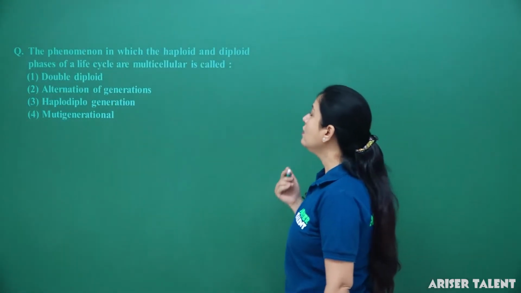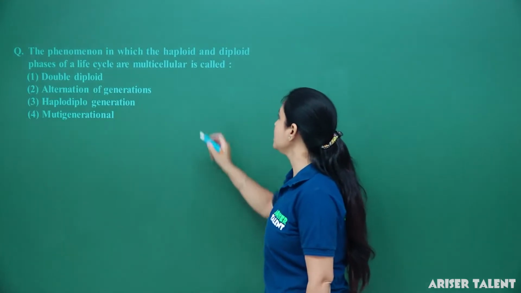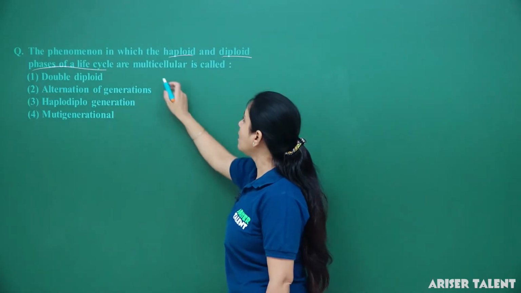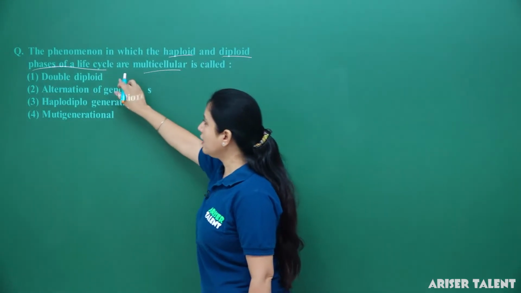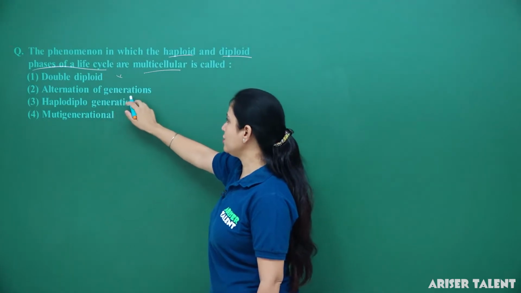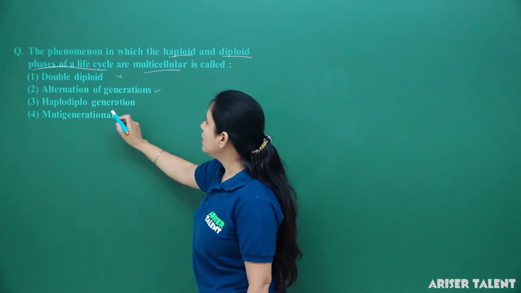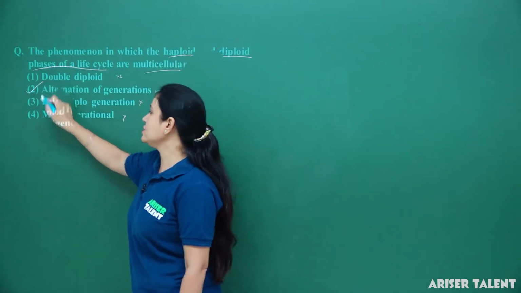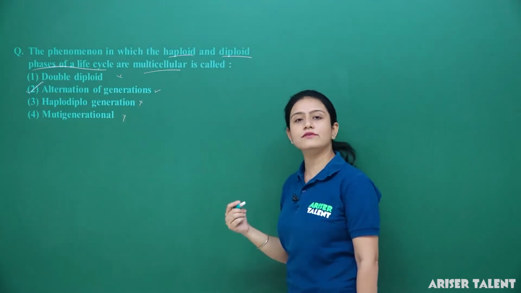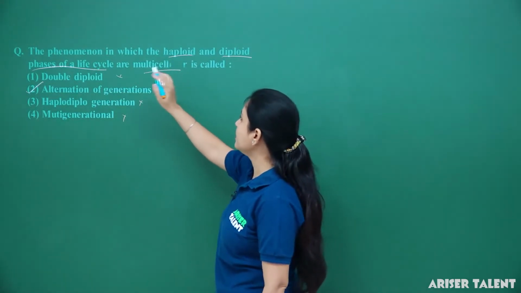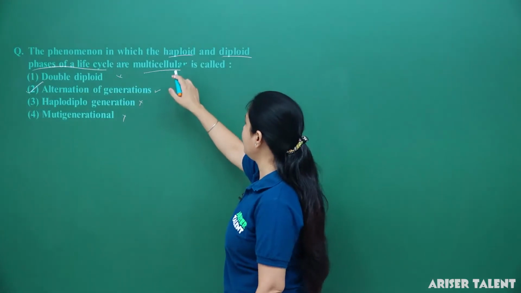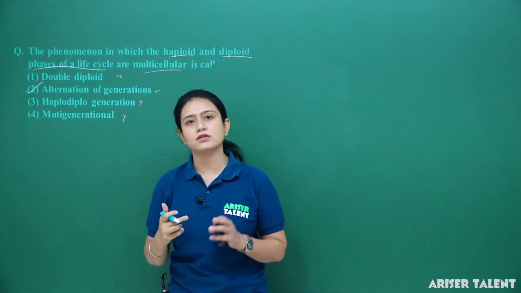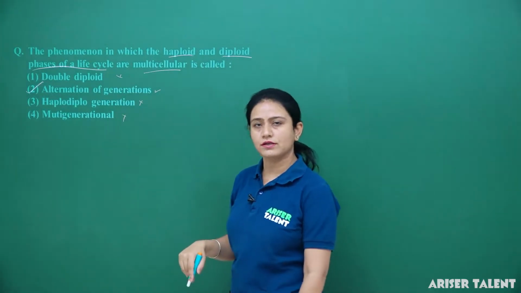Next is, the phenomenon in which the haploid and diploid phases of a life cycle are multicellular is called double diploid, no. Alternation of generations, yes. Diplogeneration, no. Multigeneration, no. So, the correct option of the given statement is alternation of generation. Go through the sentence. It is saying the phenomenon in which the haploid and diploid phases of life cycles are multicellular is called alternation of generation. Okay.